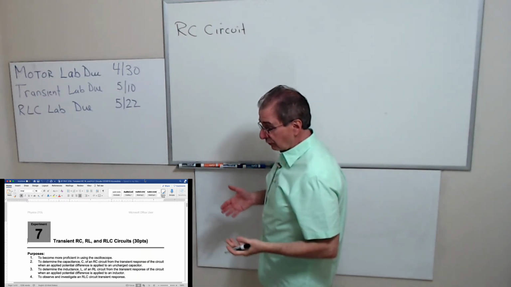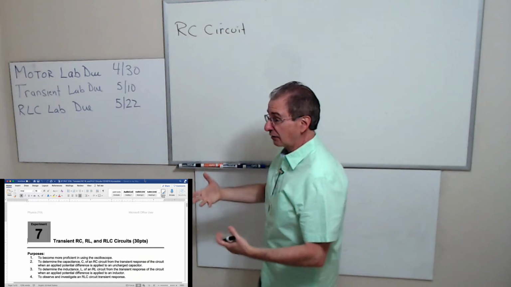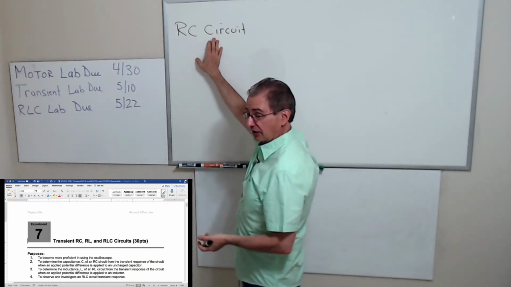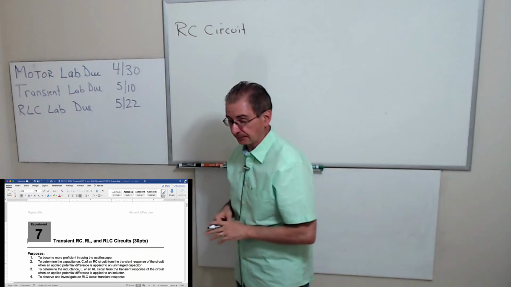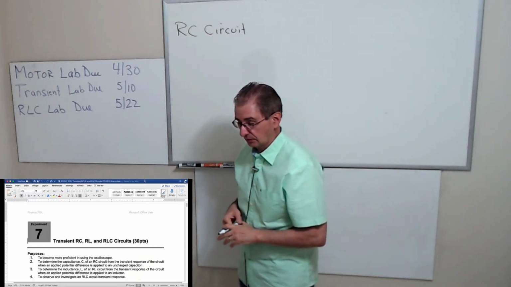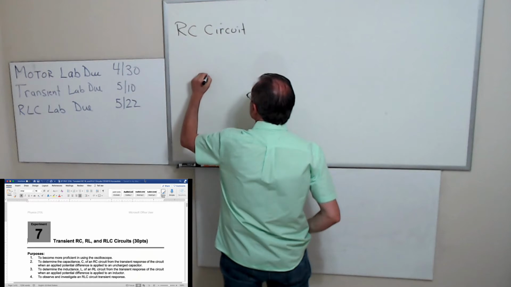So in this lab, one of the things we're going to do is go over the RC circuit and verify the equations for the RC circuit, but also get you to become more comfortable using the scope. So the circuit we're going to look at looks like this. We're going to have a power supply.